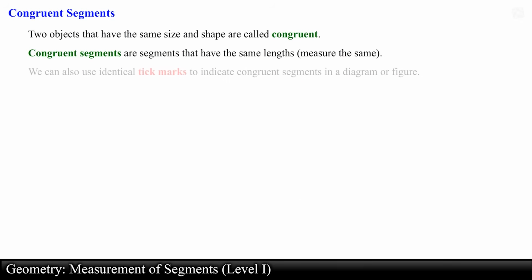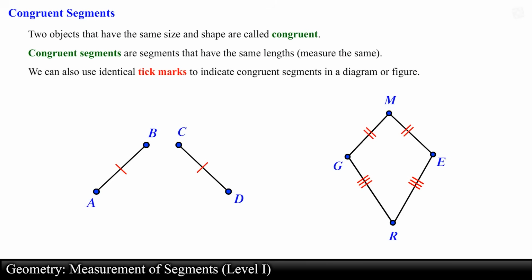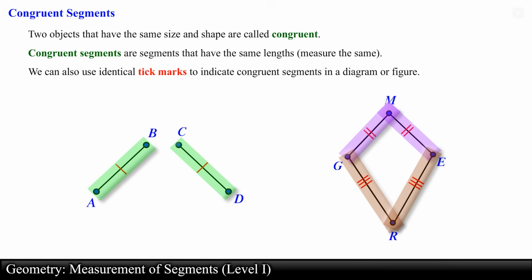We can also use identical tick marks to indicate congruent segments in a diagram or figure. For example, in the following figures, a single tick mark is used to show that these two line segments are congruent. If multiple segments need to be labeled as congruent, then we can use double or triple tick marks. For example, double tick marks are used to show that these line segments are congruent, and triple tick marks are used to show that these line segments are congruent.